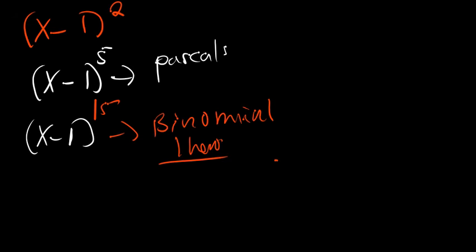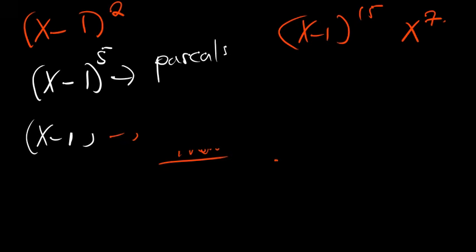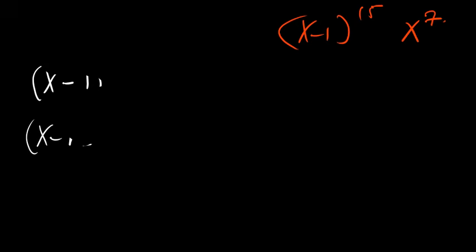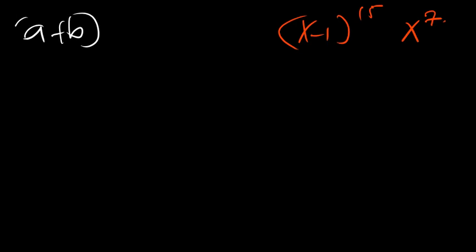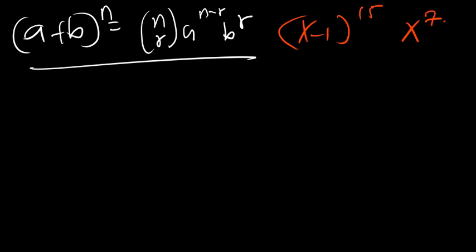If I have been given x minus 1 raised to the power 15, and I have been asked to find the term involving x to the power 7, that's where the problem is now. What happens? Under the binomial theorem, we use this formula. a plus b raised to the power n is the sum of n choose r, a to the n minus r, b to the r. If you know this, then you are home and dry.